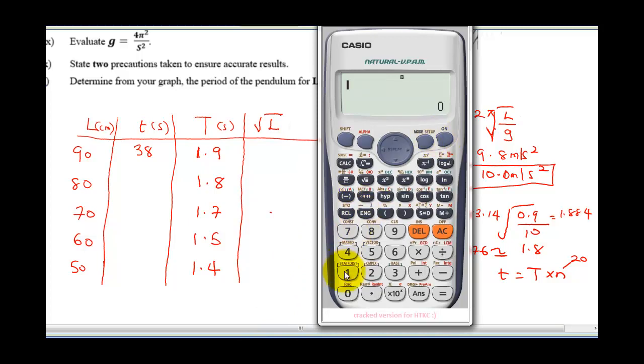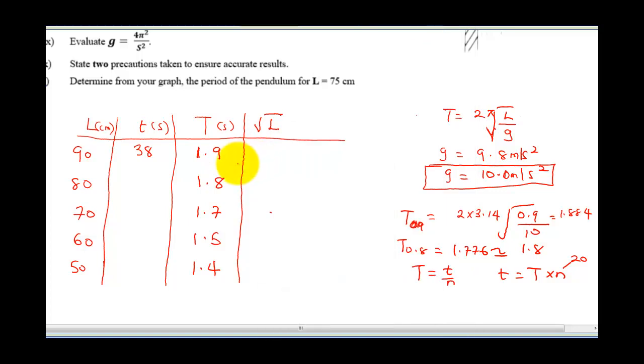So that's going to be 1.8 times 20. And that will give us 36. So this is going to be at 36 seconds. So I'm going to perform this for all my values of small t.